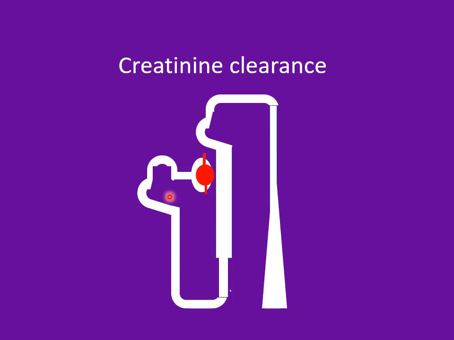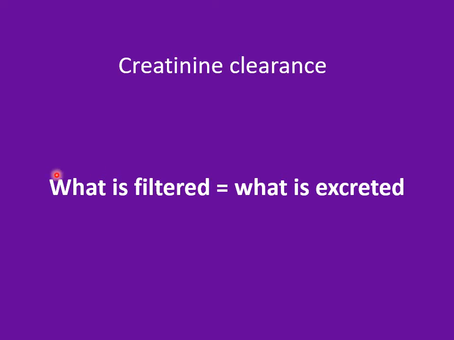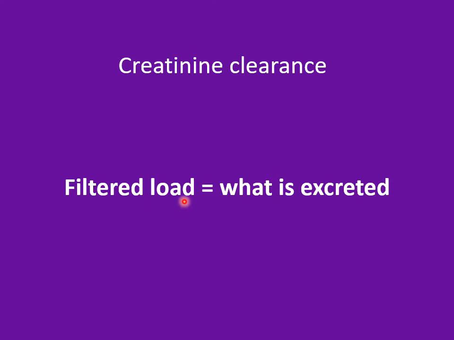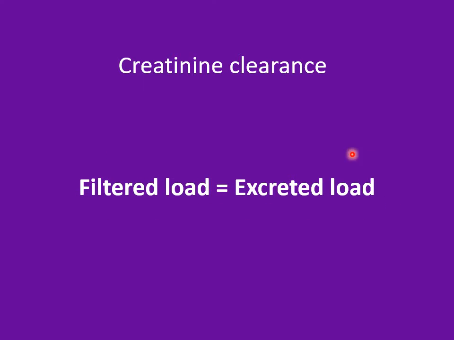Once inside the nephron, creatinine doesn't interact with the nephron. It is not reabsorbed, nor is it secreted, so it will traverse all the nephron segments without change until it reaches urine, where it is eliminated. So the creatinine that is filtered is equal to the creatinine that is excreted. The mass of creatinine that is filtered is called the filtered load, and the mass of creatinine that is excreted is called the excreted load.